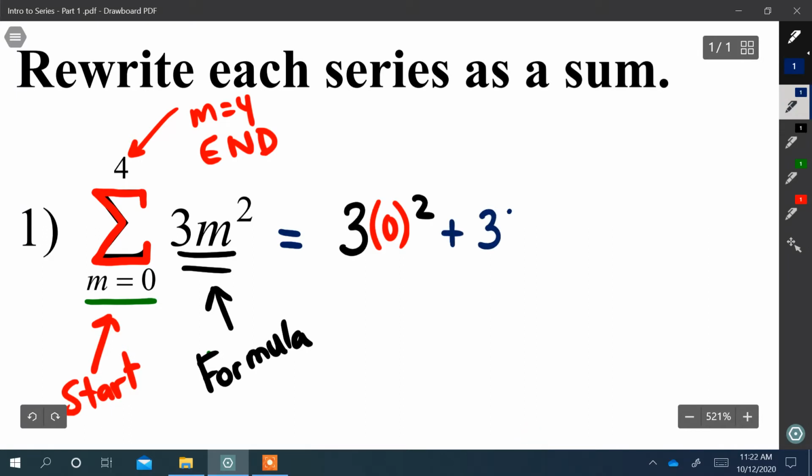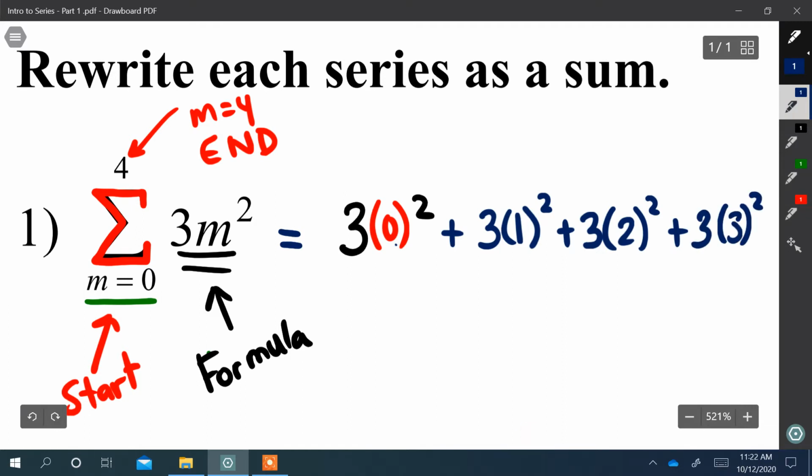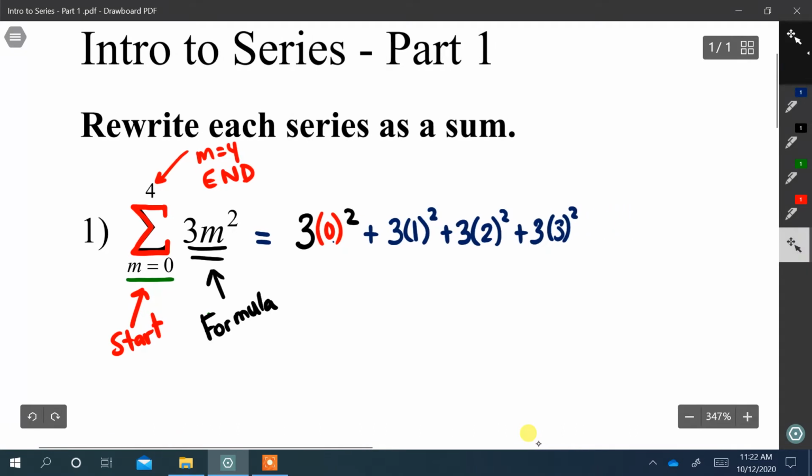So we got 3 times 0 squared. Now instead of 0, I'm going to write 1 squared. Now instead of 1, I'm going to write 2 squared. Now we're going to write 3 squared. And then finally, we're going to write one more, which is going to be 4 squared.